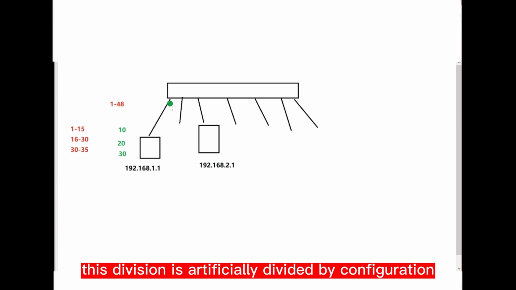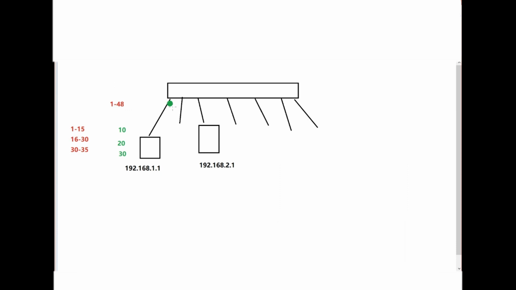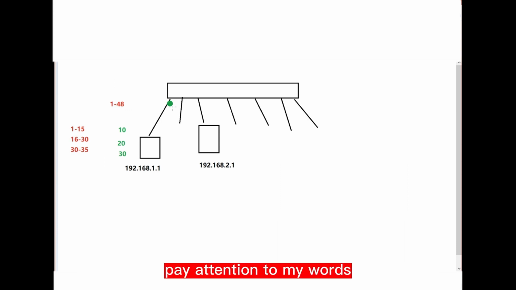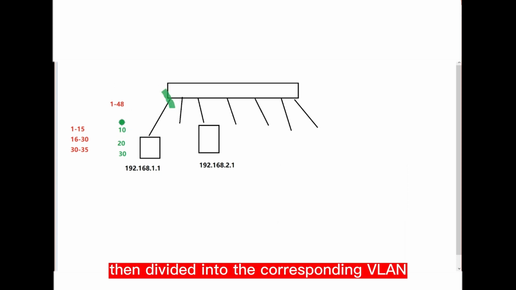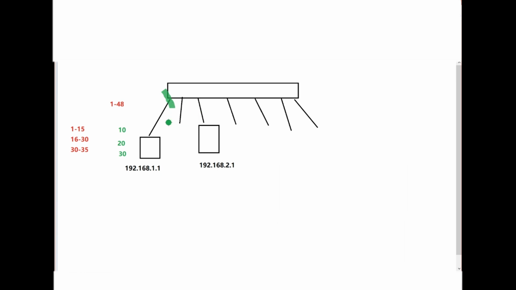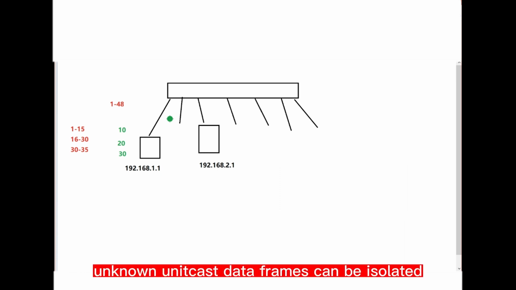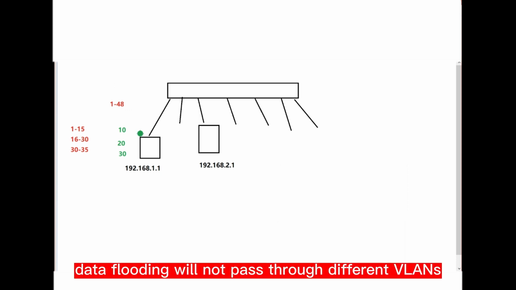This division is artificially divided by configuration. Pay attention to my words: artificially divided by configuration. That is, you need to enter this interface, then divide it into the corresponding VLAN. Then this interface belongs to this VLAN. It's simple. Between different VLANs, unknown unicast data frames can be isolated. Broadcast frames can also be isolated. Data flooding will not pass through different VLANs.